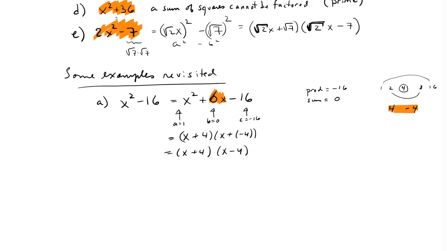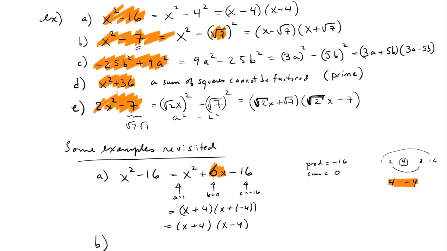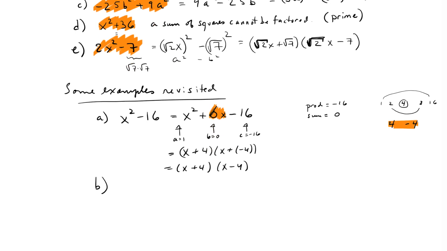Well, it gets worse if I look at more complex examples. I'm going to look at C. So we've got minus 25b squared plus 9a squared. Okay. So that's a polynomial with two variables. So once again, I need to introduce the middle term. What's the middle term? It's a term that has a times b multiplied. So its coefficient is going to be 0.